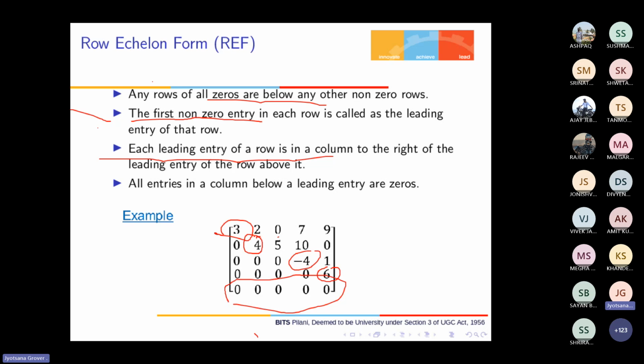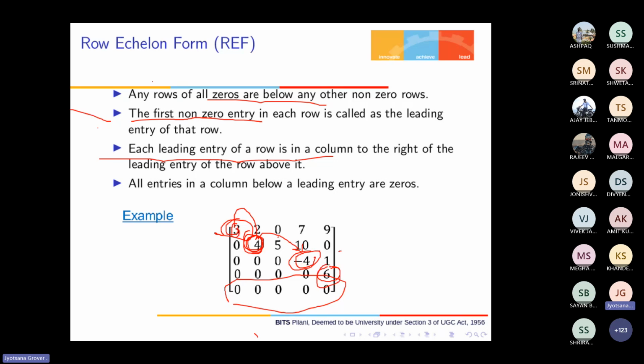For example, here, the leading entry of row 2 is 4, and it is on the right of the leading entry of row 1, right? The leading entry of row 1 is 3. So to the right of 3, you have the 4, which is the leading entry of row 2. And also, -4 is the leading entry of row 3, the first non-zero entry. And it is on the right of the leading entry of row 1 as well as row 2. -4 is on the right of both 3 and 4, which are the leading entries of the previous rows.